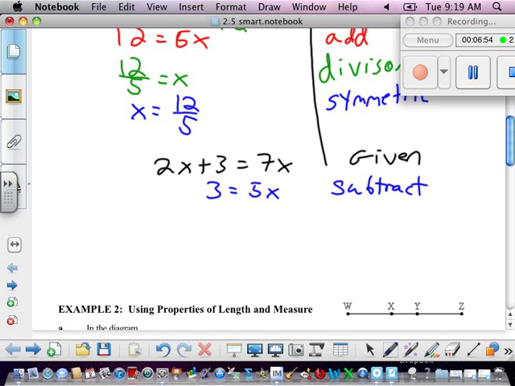Okay, next step. Divide by 5, thank you. So I've got 3/5 equals x because I divided. And finally, if I want to put this in different order, Jacob? Flip it, symmetric. Flip it, and we call that symmetric.